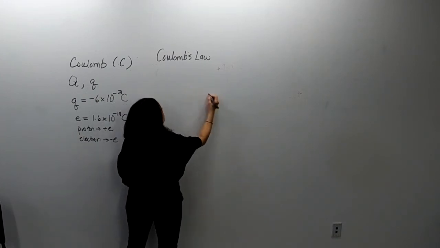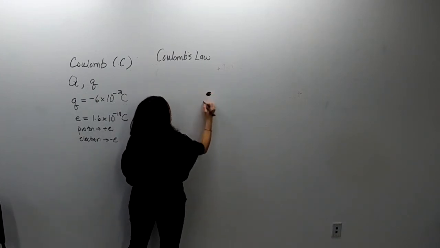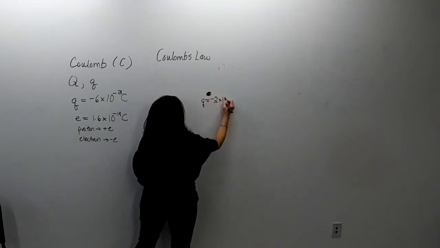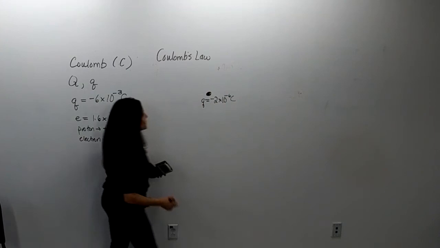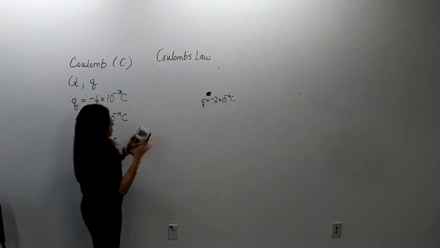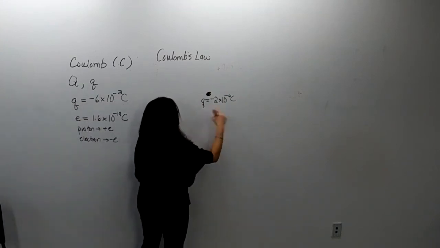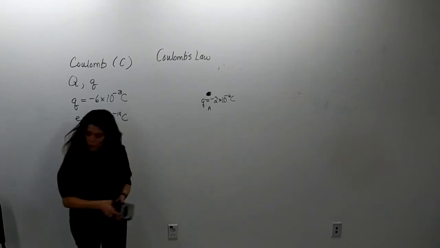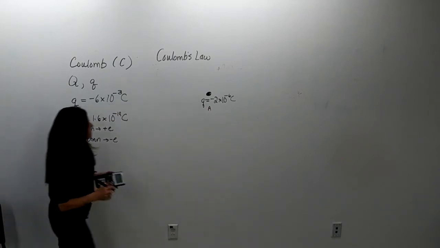Let's say I have a charge over here. And let's say that charge is Q equals -2 times 10 to the -6 coulomb. So it's a -2 microcoulomb charge, and it's just sitting there at a point I'm going to call point A. So QA is sitting there.